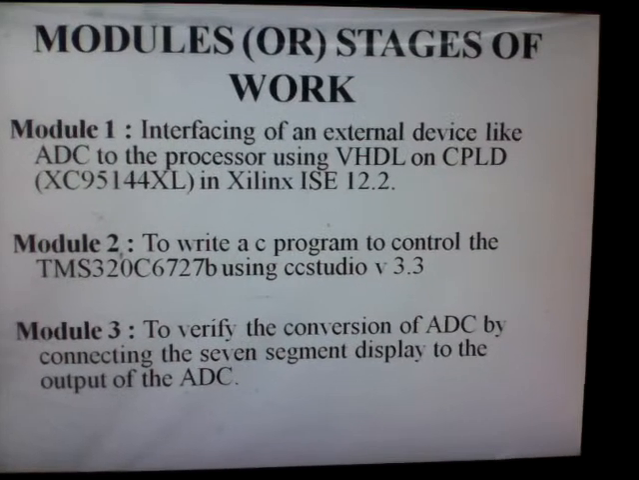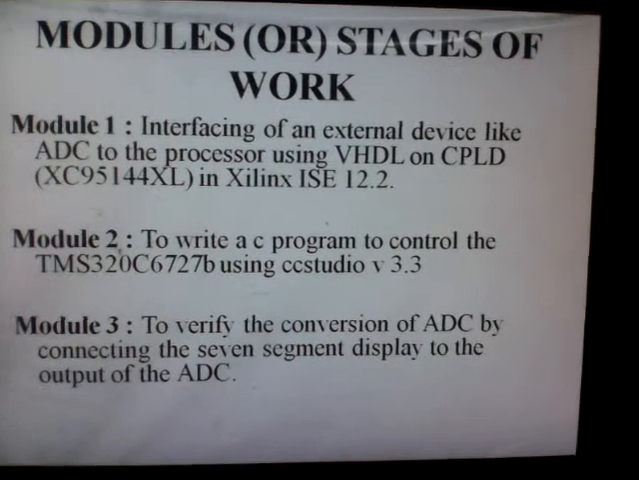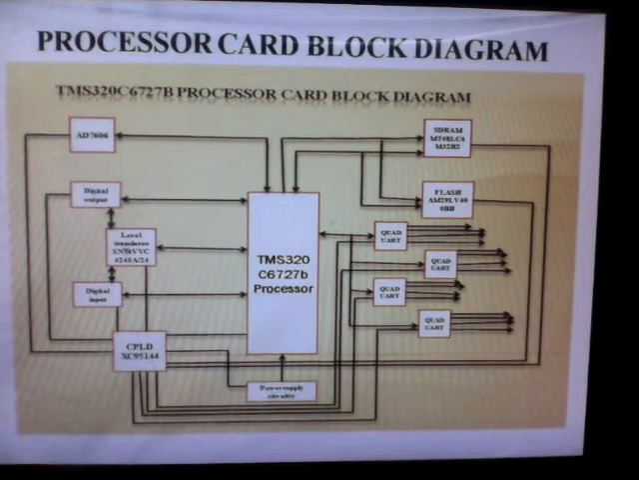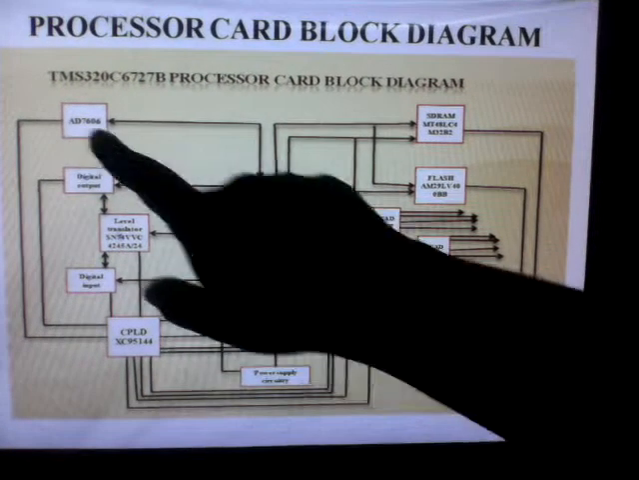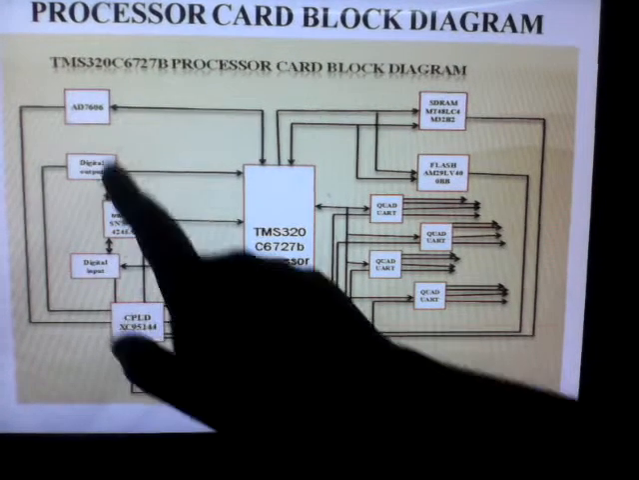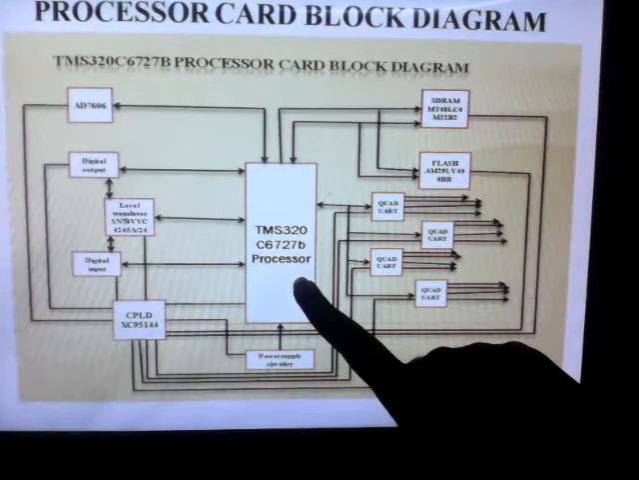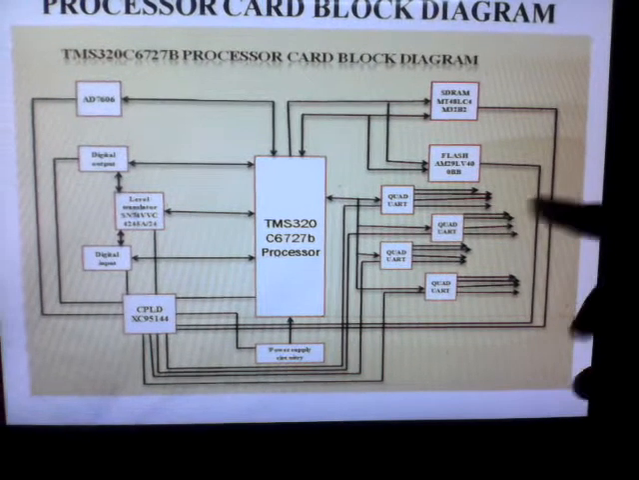These are the stages which we have come across through our project. This is the main processor card block diagram. As you can see here, this is the TMS processor, this is the ADC, this is the CPLD. Through this CPLD only we are going to interface the ADC with the processor. So this is the main SOSS card diagram.